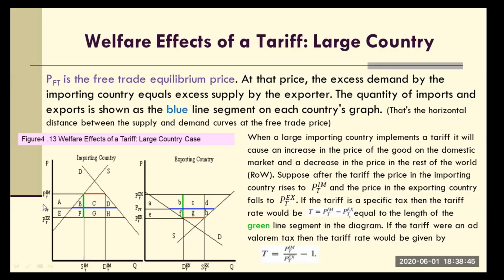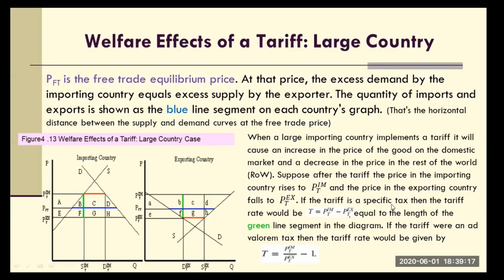Look, here the price of free trade in both countries, the importing country as well as the exporting country, the blue lines, is the same, under PFT. But after the tariff, it rises to PTIM within the importing country, and falls for the exporting country to here, the red lines.